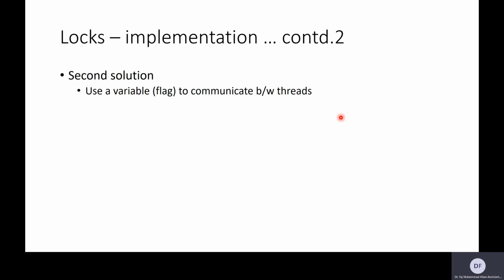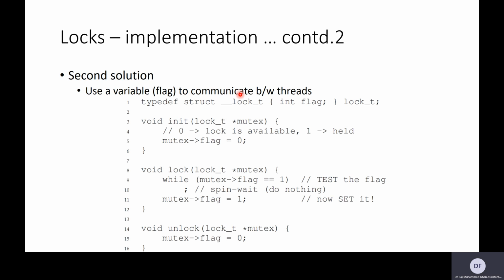In the second implementation, we will use a global variable, a flag, to communicate between threads. So here is an implementation. We have this structure lock_t, and inside it there's a flag, okay, and this is the type of the variable lock_t. So when we want to use a lock, we will define a variable of type lock_t, and we'll call lock and unlock on that variable.